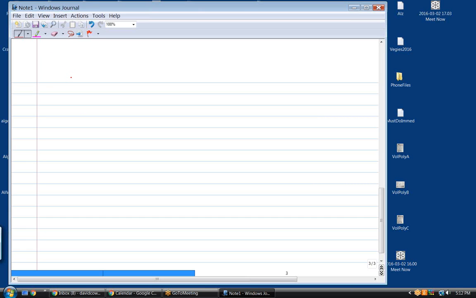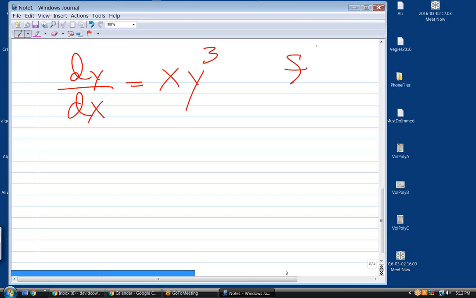So consider the differential equation dy over dx is equal to xy cubed. Yeah, something like this. And then if it says find the particular solution to the differential equation with the initial condition of f of 2 equals -1.